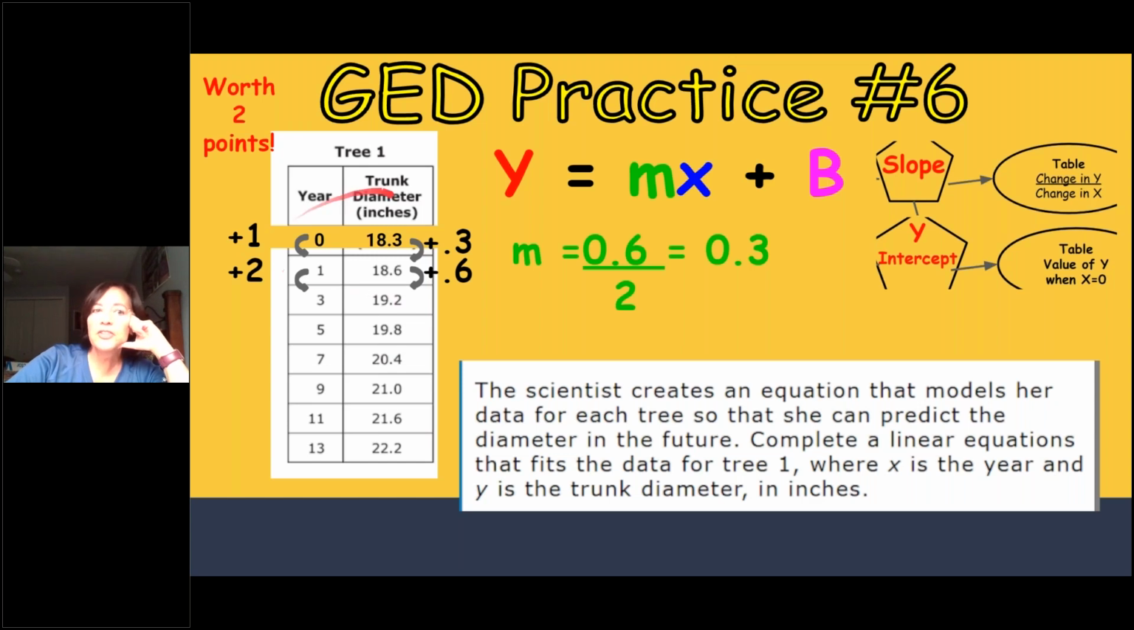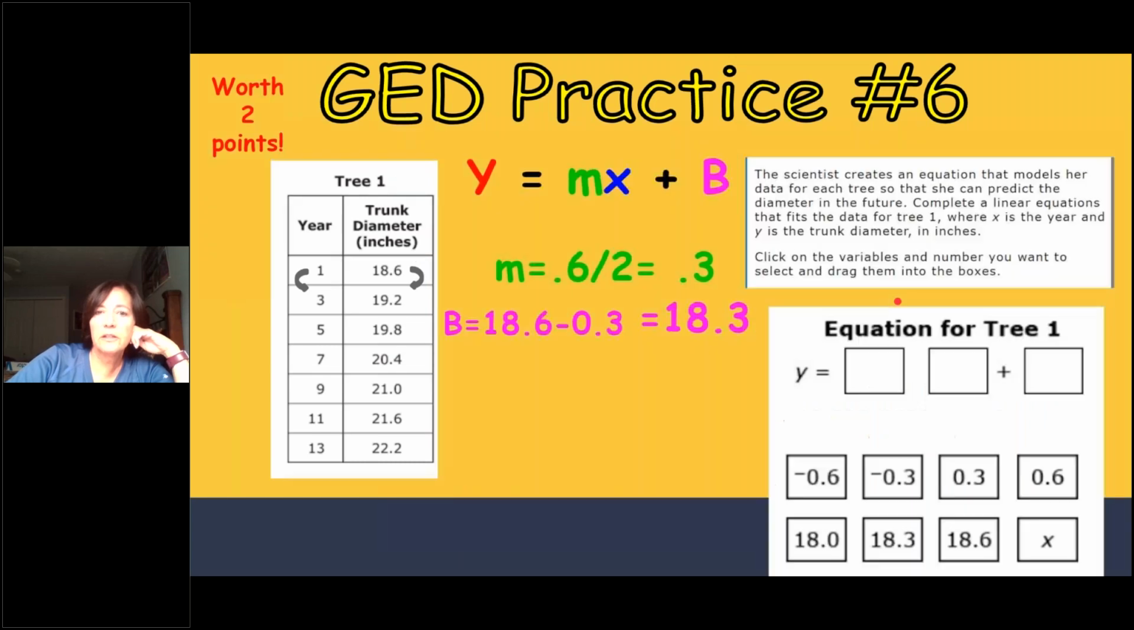Okay. If you can understand how I did this, and this is what I would consider a very tricky question, now all you have to do to find your y-intercept is look at where x equals 0, and this number, 18.3, that's our y-intercept. It means we're going to substitute it for b in our equation. So it looks something like this. Okay, so we're writing it over here.